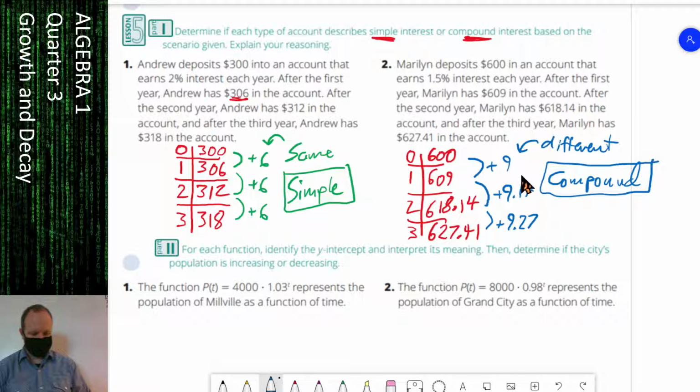I'm thinking that if we were to take this 1.5, change it to a decimal, so it would be 0.015, multiply it times 9, you're going to get 0.14. So the reason why this person got more interest the next year is because there's $9 more in there. And so 1.5% of 9 is 14 cents. And then the year after that, so it keeps on adding to itself. Compound interest means you're gaining interest not just on the initial amount, but on the last year's ending amount.